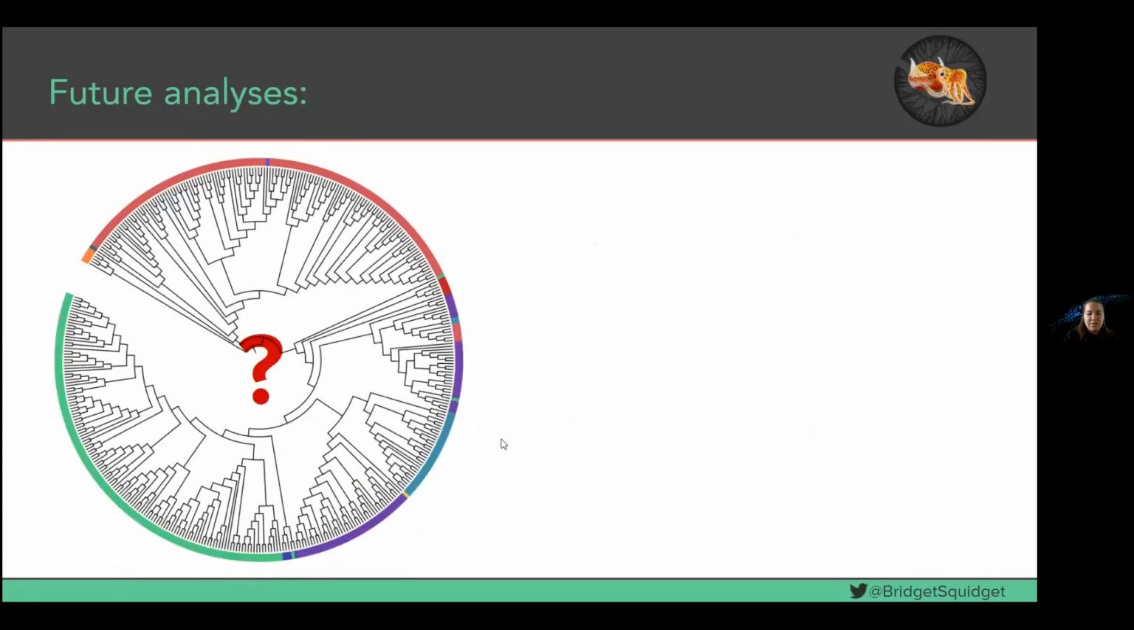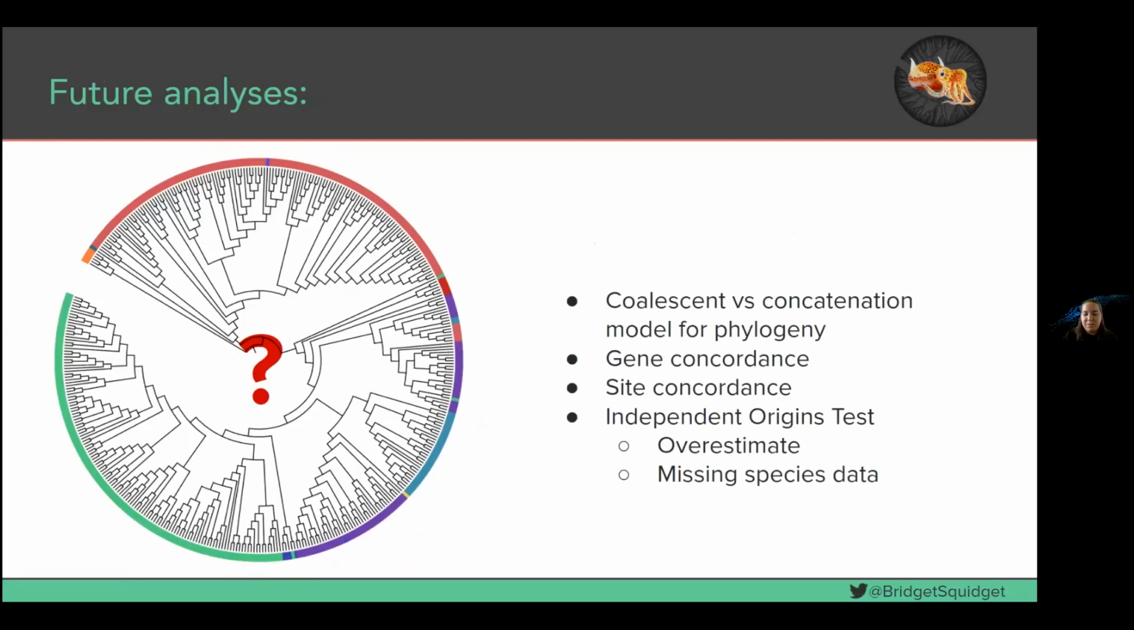And so in the future, we are planning to compare coalescent and concatenation approaches for creating a phylogeny, adding gene and site concordance analyses, and then also adding an independent origins test, since we know that we likely have an overestimate of these origins, also probably because we have some missing species data. So some of these origins are just single species popping up where we don't have a lot of sister species data.